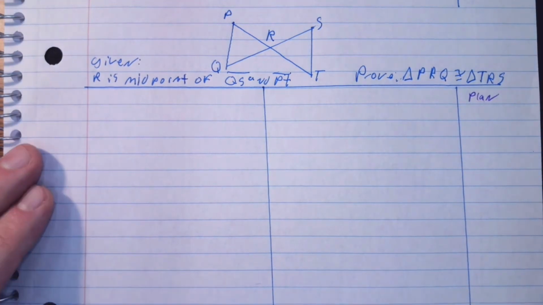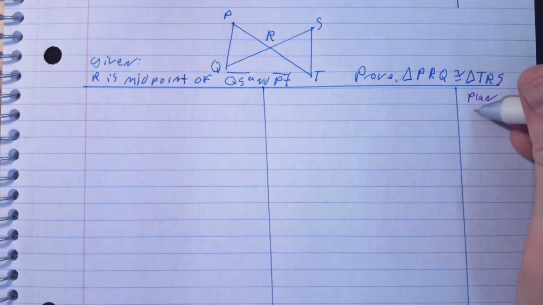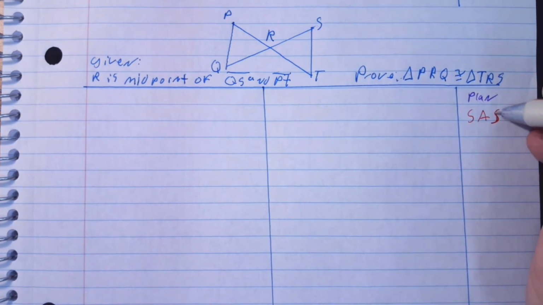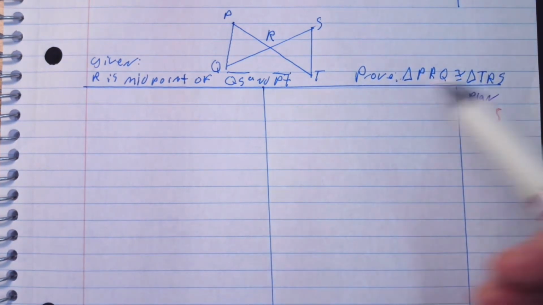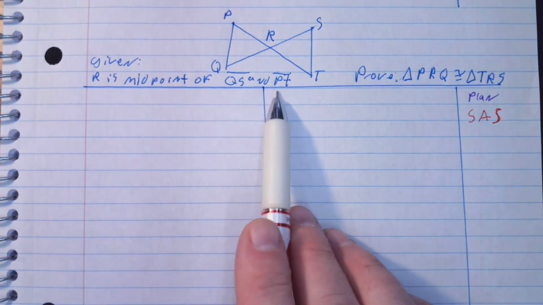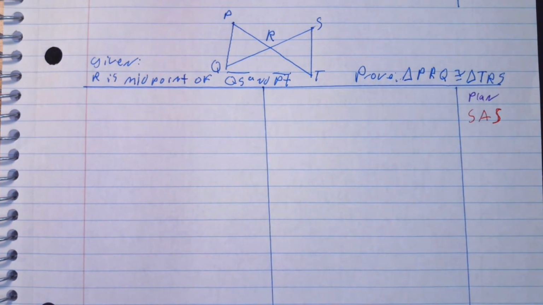So here's the next one, and I guarantee the plan again is going to be SAS because you don't have any other options at this point. So just make sure you know that. So the given: R is the midpoint of QS and PT. I made that kind of small.